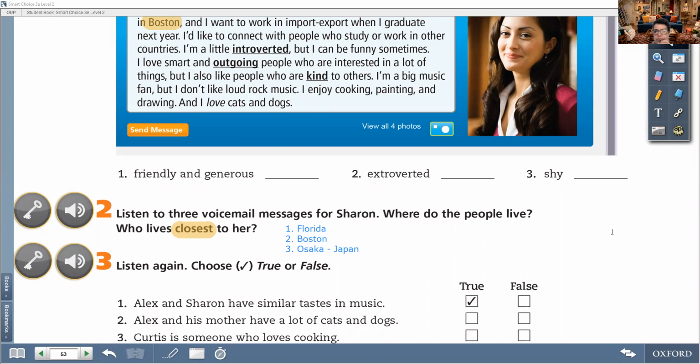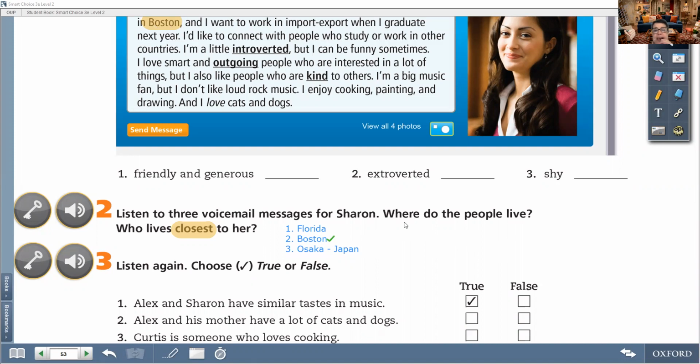Pedro, can you repeat, please, Annalise? Why? Okay, very good, Annalise. Boston. So the guy who lives in Boston lives closest to her. Very good. Okay, Pedro, because she lives in Boston.